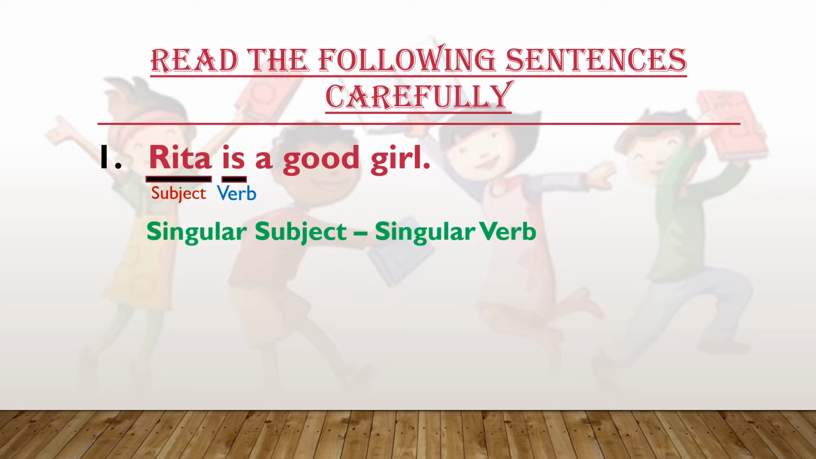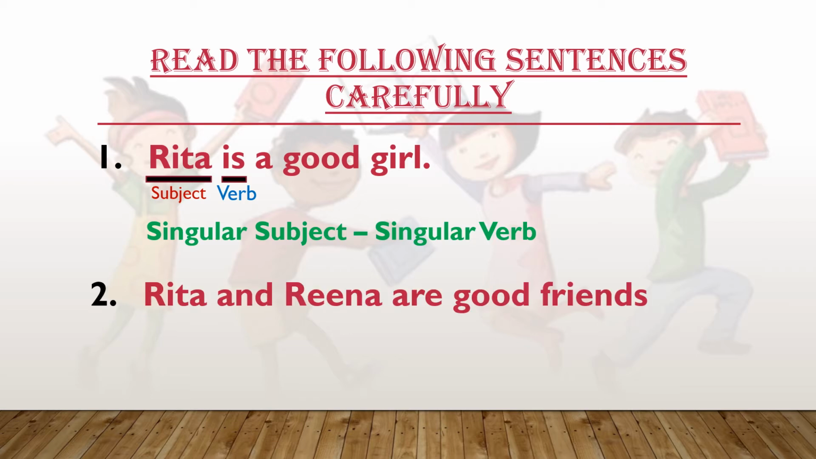Is is also a singular verb. It is a B form of verb. Is, am. Both of them are singular verbs. Are is a plural form of verb. Was is a singular verb. Were is a plural form of be verb. Moving on to the next example.